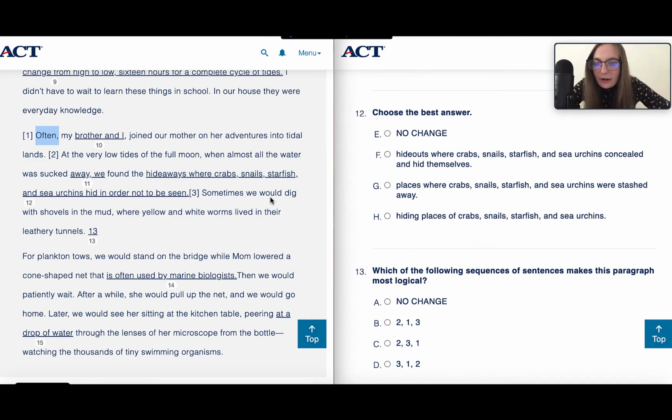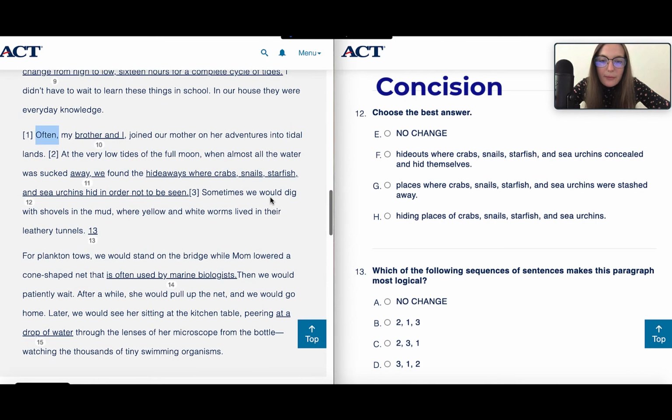Alrighty, looking at number 12. So number 12 is going to be a concision question, basically picking short and sweet, kind of like the one before where they talked about the mom's occupation. So picking choice E would just be unnecessary. To say hideaways where they hid in order to not be seen, like that's the whole point of a hideaway. So that would be repetitive to say.